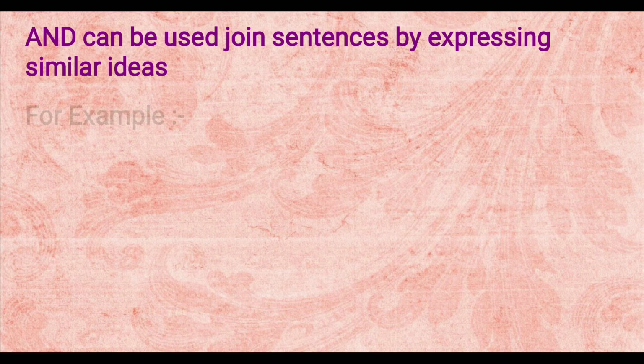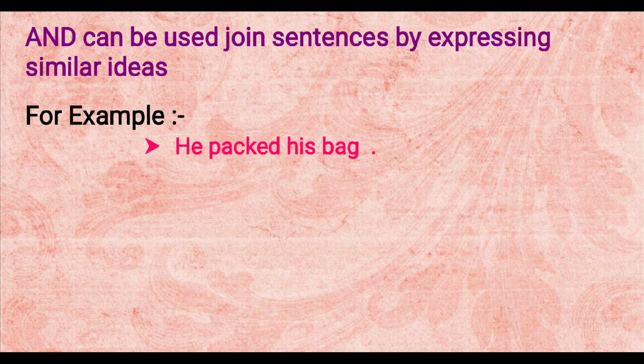Let's see this possibility with an example. He packed his bag is the first sentence, and the next sentence is he left for office. So just think about it. First of all, what can he do? He packed his bag and then he left for his office. So this is the linking, this is the relation, these are the similar ideas that it expresses. First of all, you have to do this and then you can do the rest. So it shows the relation, similarity.